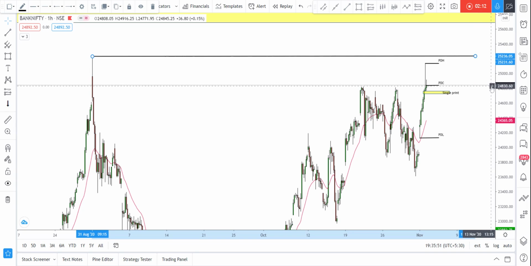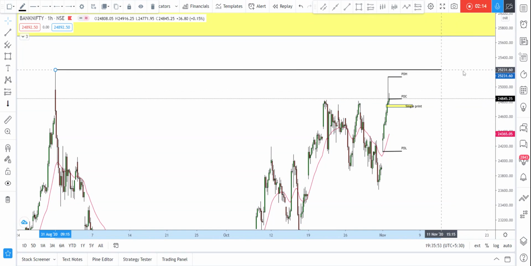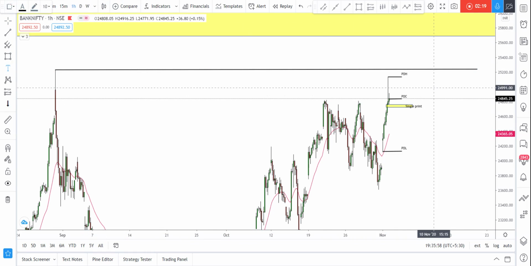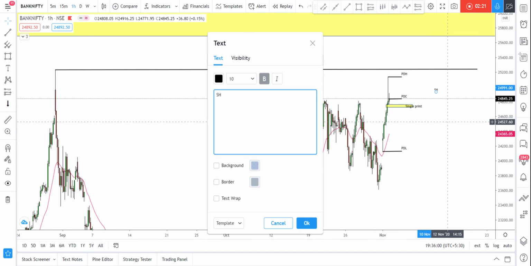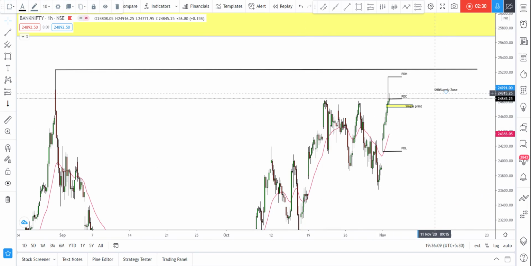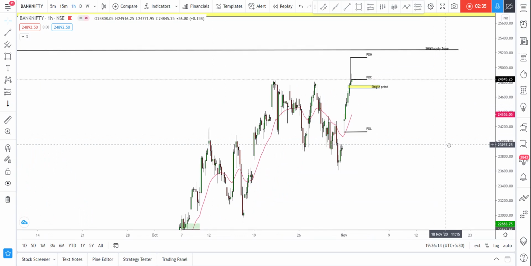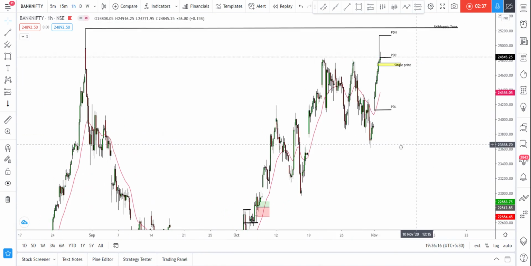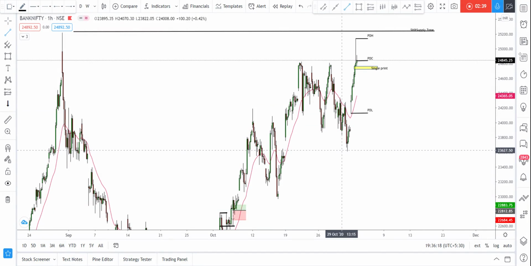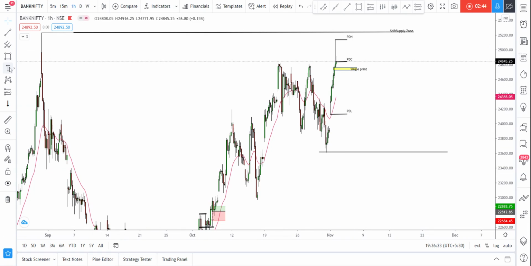Observe the price behavior at this level for any trade decision. Mark this level as swing high and supply zone, and then lock it, right? Apart from this, there is one demand zone here. Mark it as demand zone.